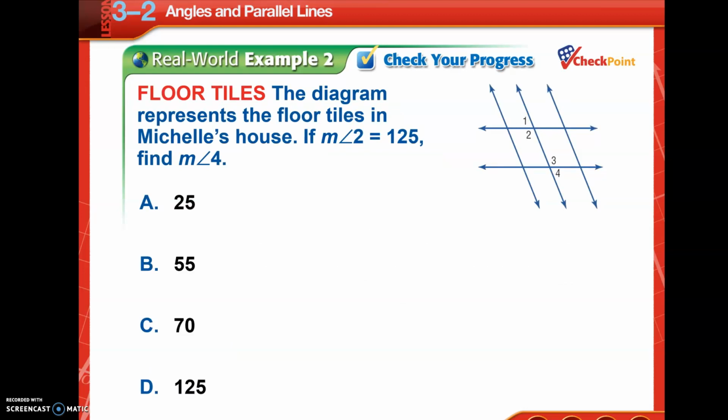Angle 2 here is 125. We're looking for angle 4. Well, it is not a pair with angle 2, but I can find angle 1 because it's linear with angle 2. So I can take 180 minus 125, which gives me 55. And so angle 1 is 55, and angle 1 and 4 are alternate exterior, so those two are equal, so we'd get 55.